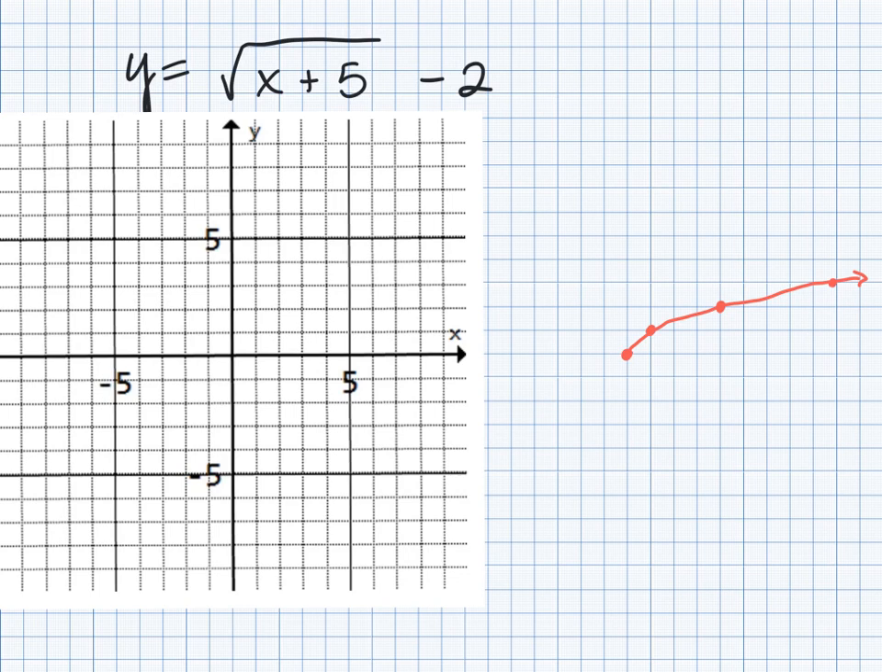And we talked about it in class. You could make the argument for a lower half of that that would continue to go down here as well to make it a sideways parabola, but then it wouldn't be a function. So we're going to stick with the top part. So that's my parent graph right there. I'm going to move it 5 to the left because of the plus 5, and then down 2 because of that minus 2. And that's my new graph.